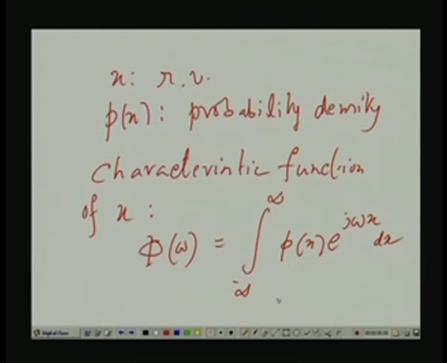Obviously, you can see that we can also write this integral as the expected value of e to the power j omega x, because we have seen given a function g x, its expected value is the integral of g x times p x. So, that is what is happening here. So, the characteristic function of a random variable x with probability density p x is actually the expected value of the function e to the power j omega x. Okay.